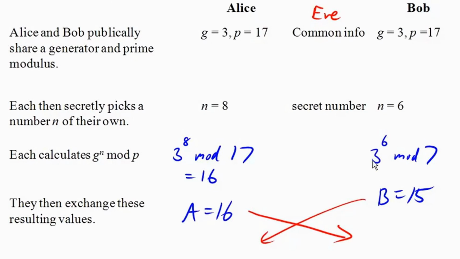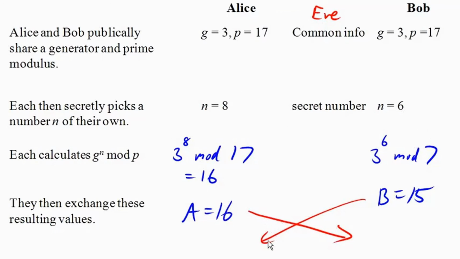If I asked you 3 to the n mod 17 is 16, it would be hard for you to find n. The only way to do it is to just try a bunch of values. There's no more efficient way to do that. And mod 17, that's not that hard, but if we had a prime number here instead of 17 that was, say, 100 digits long, it would be practically impossible for you to try out all values. And that is where the security of this method lies, in the difficulty of figuring out these secret numbers from these numbers that are exchanged.